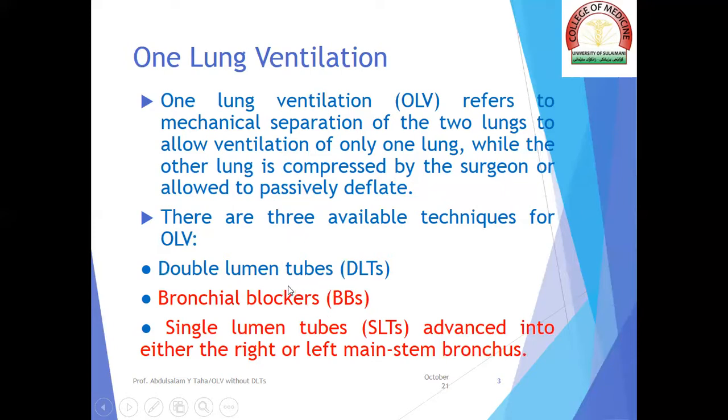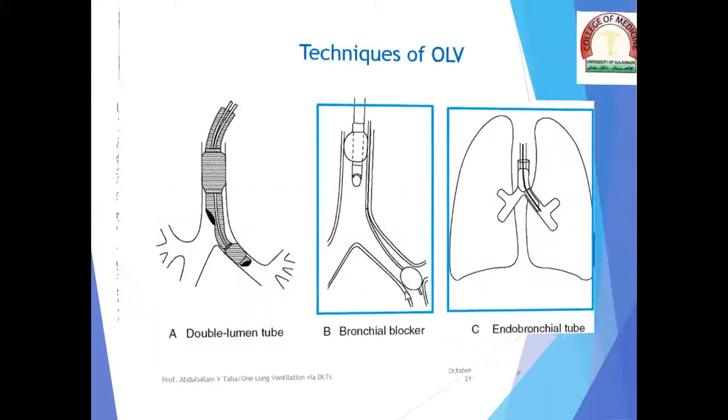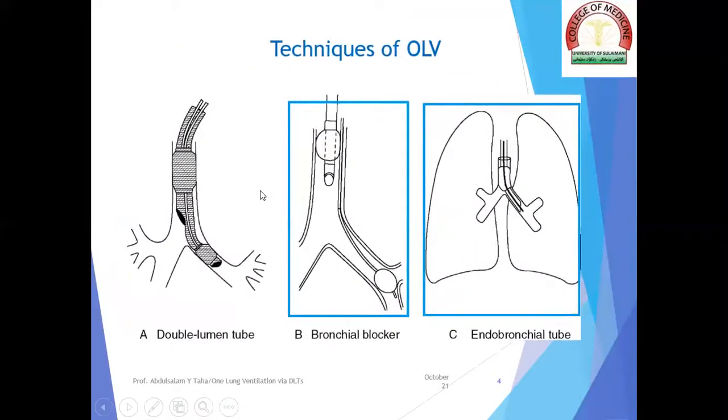Well, the double lumen tubes have been discussed in a previous lecture, and the other two techniques will be the subject of our present lecture. So in this picture, you can see a demonstration of the three techniques of one lung ventilation. The one on the left side is the double lumen tube, which is the Cohen's technique, and the other two are the bronchial blockers and the single lumen endotracheal tube.